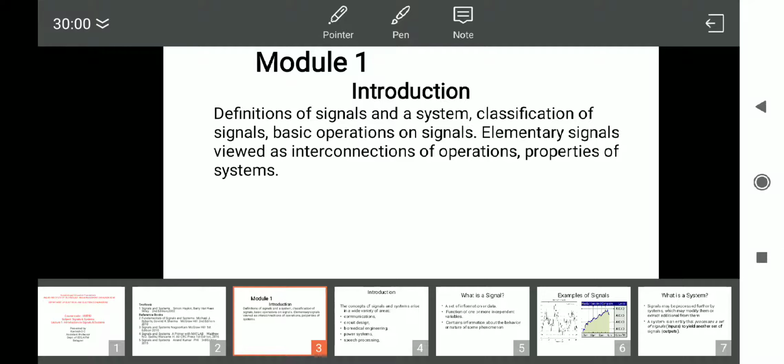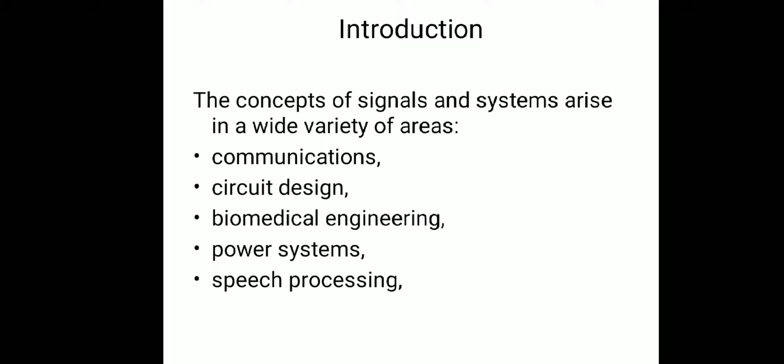So moving on to the next slide. So what are the applications of signals and systems? These are some of the examples. These are some of the applications of signals and systems in communication systems. So some signals will be there, those are nothing but informative signals. These are examples for informative signals: circuit design, biomedical engineering, power systems, and speech processing. These are the wide variety of areas where you come across the concepts of signals and systems.